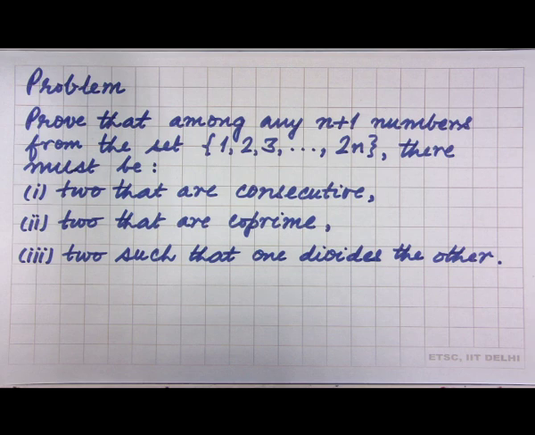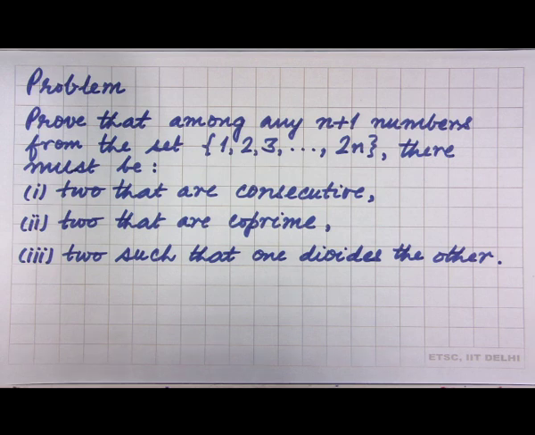So the problem asks you to choose n plus 1 numbers from the set of the first 2n numbers and draw 3 different conclusions. The way we did things, one of those conclusions followed from another. One implied 2. So we actually only proved 2 of these.